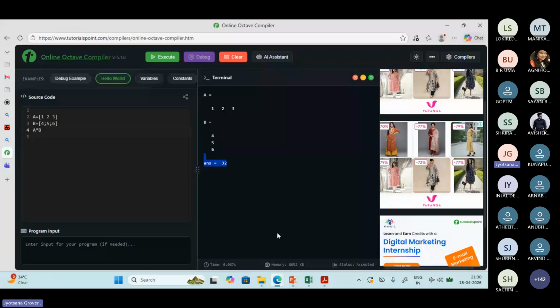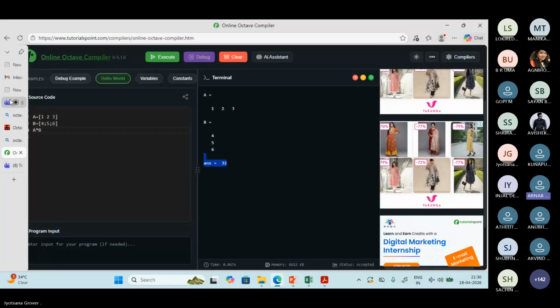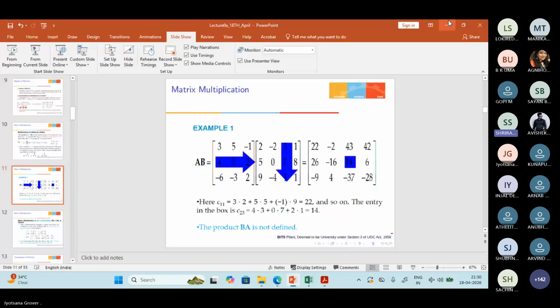I hope it's fine. No, it is fine, but we were initially talking, right? When it comes to a single digit, it becomes a scalar. In case of matrix multiplication, A dot B is not equal to B dot A, even though their dimensions are same. Yes.